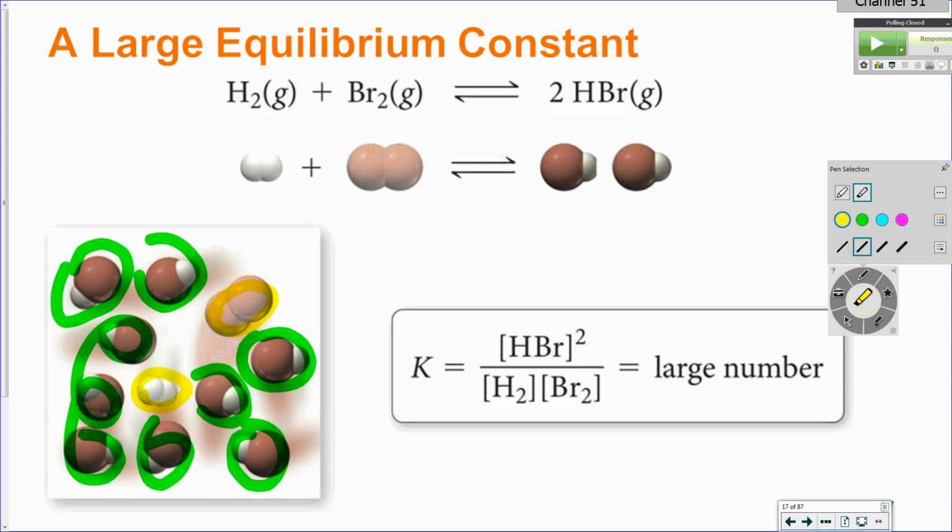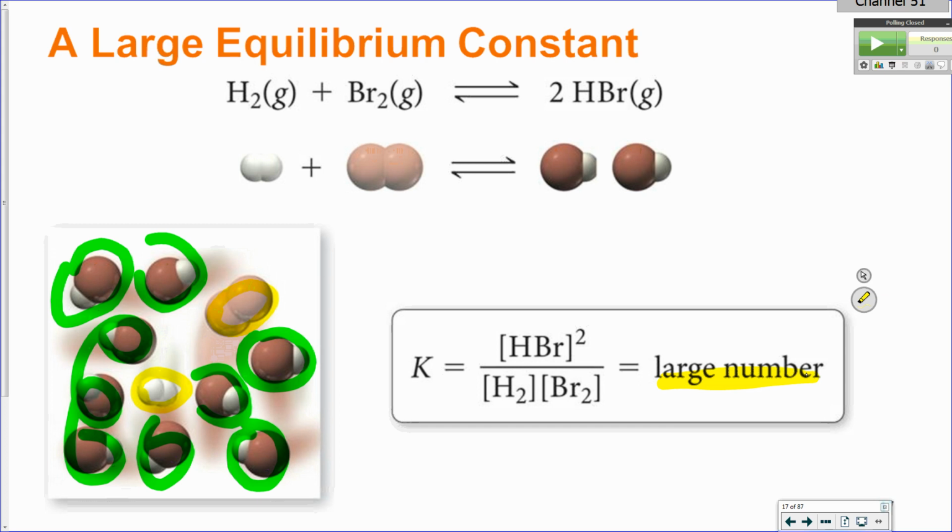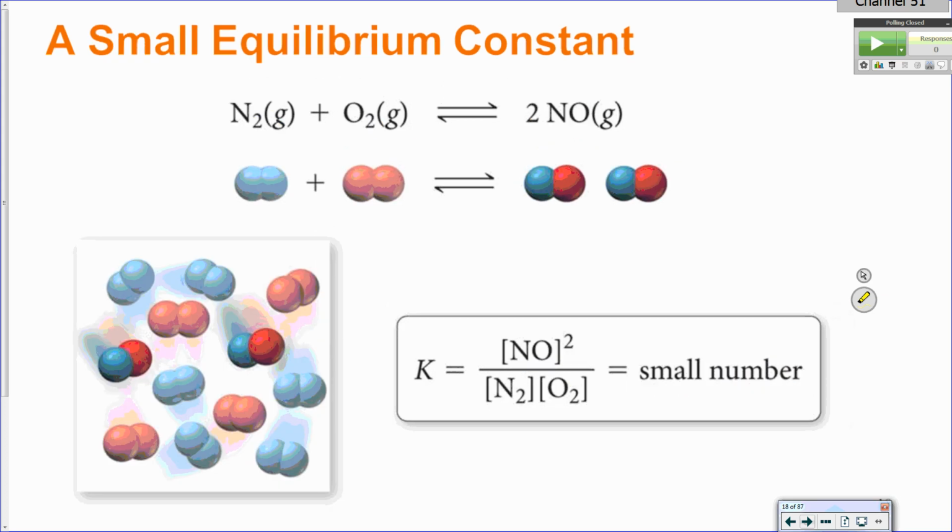Okay, so that tells me the fact that products are favored, that this is going to be a large number associated with it. If I looked at writing this expression, it's products raised to the power divided by the reactants raised to the power. In this case, they're both 1, so there's no power other than 1 associated with it. But that tells me something about the status of that reaction. Now, here's an example of something that's a small equilibrium constant.